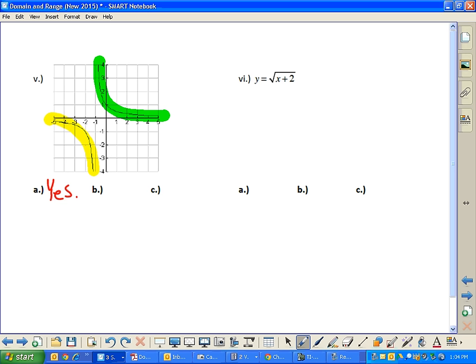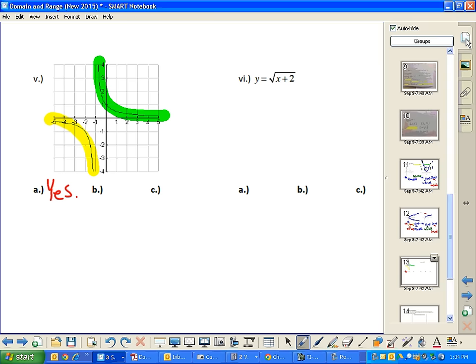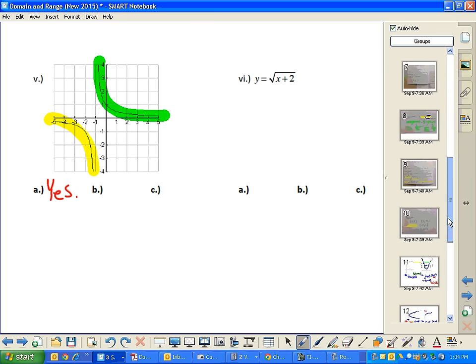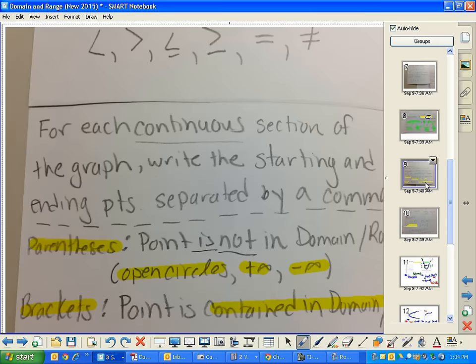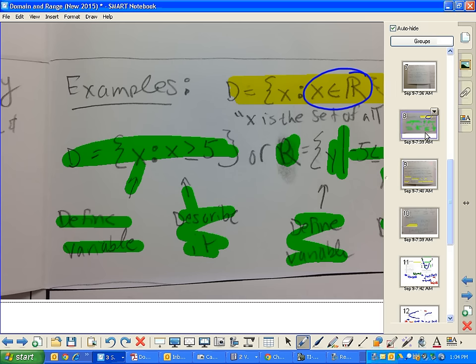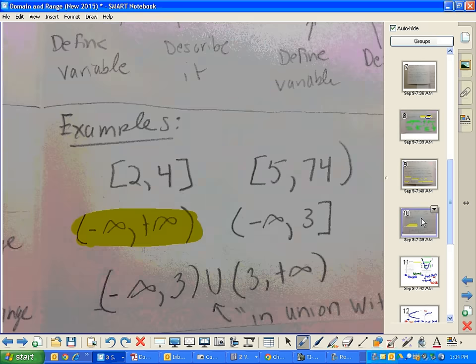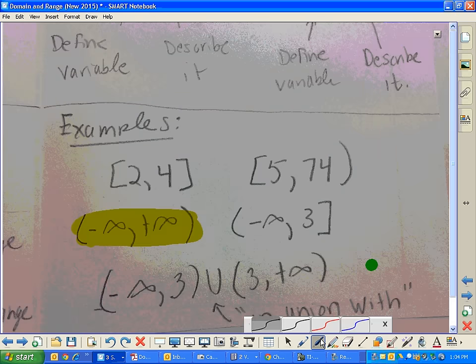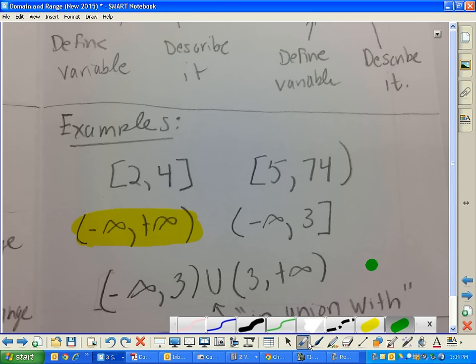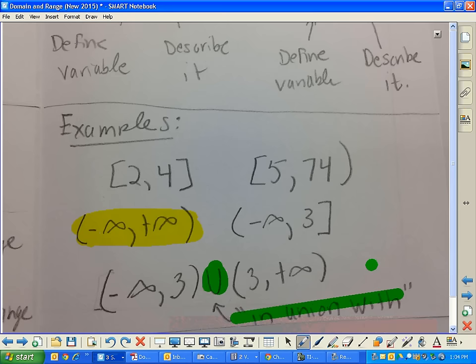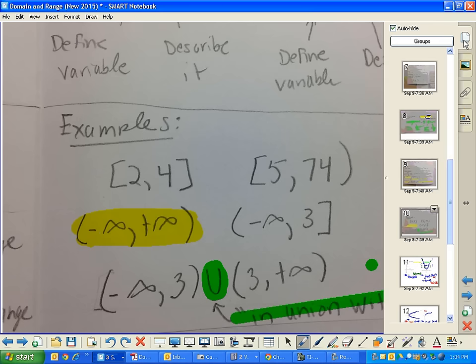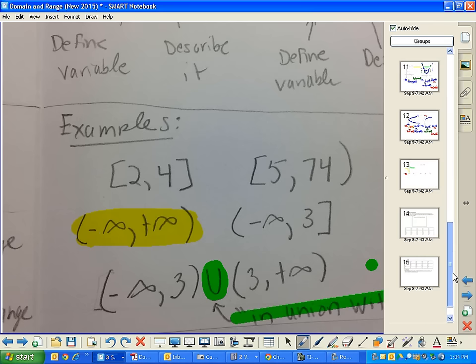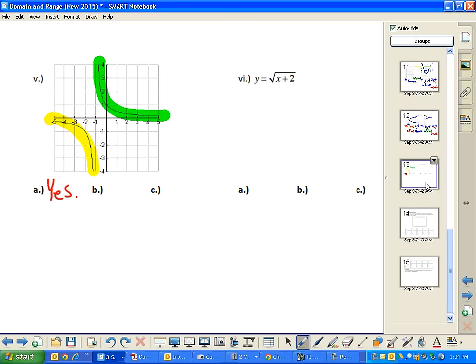We talked about a little symbol today that is going to help us out a bit on this one. And that symbol was, let's see if I can find it for you. Oh, there it is. That symbol right here is the symbol for in union with. And whenever you have big chunks to your graph, we're going to go ahead and use that in union with symbol. So with that, let's talk about our domain.